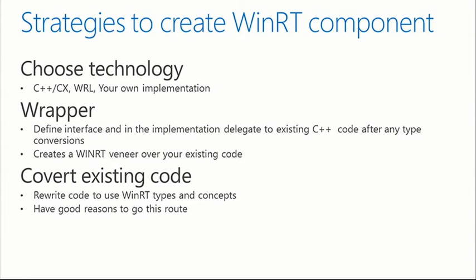Okay, so how do you decide that you want to convert your existing component into a WinRT component? For various reasons, you decide, okay, you know what, I have this component, it's really useful, I can use it in different apps, or I want to use it using different applications, and you decide that you want to convert your component to a WinRT component. Choose the technology. C++/CX is there, there's WRL, or you might write your own implementation to author WinRT components.